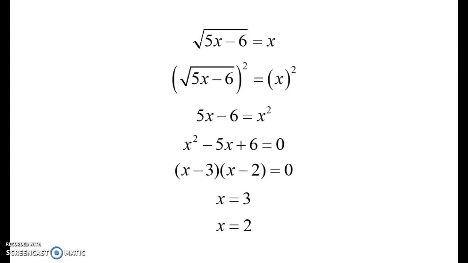Again, you check your answers. 5 times 3 is 15. 15 minus 6 is 9, and the square root of 9 is 3, which is what x equals on the other side. As far as 2 goes, 2 goes in for x. 5 times 2 is 10. 10 minus 6 is 4. The square root of 4 is 2, which is what the x is on the other side, and those both check out.